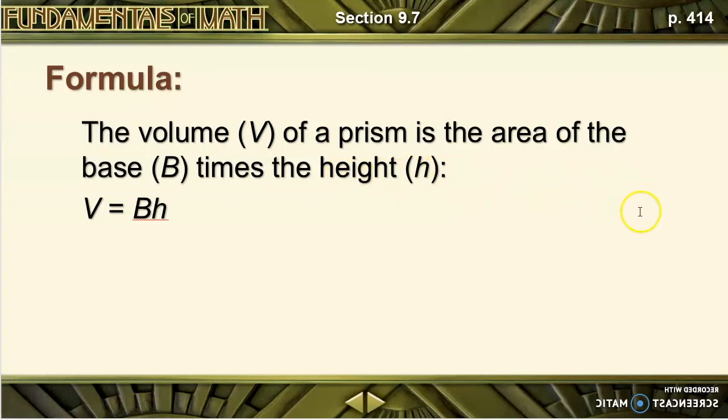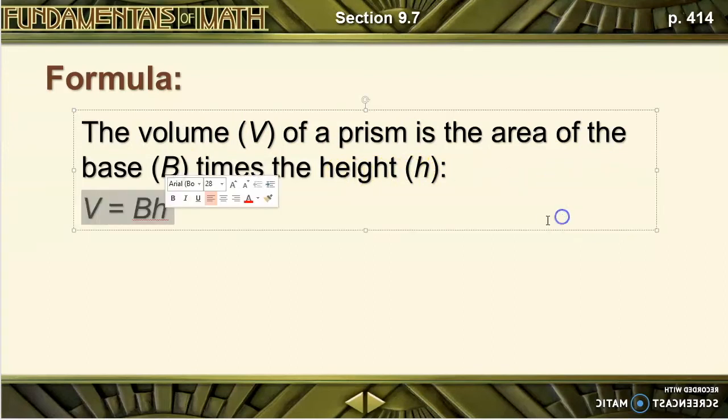And here we have our key formula for us to write down. The volume of a prism is the area of the base times the height. Now this B is capitalized because it's the area of the entire base. So let's go ahead and get this terrible writing pad out again.